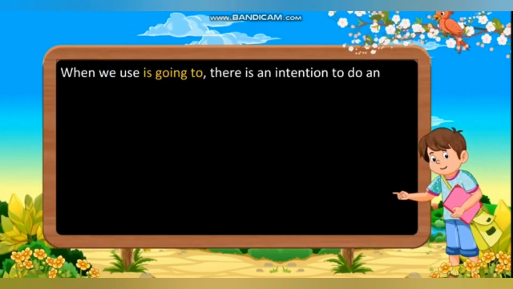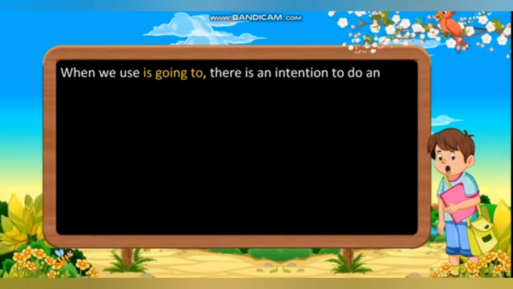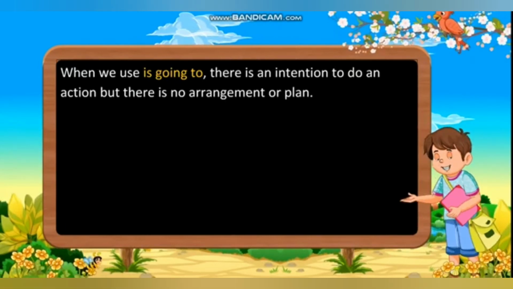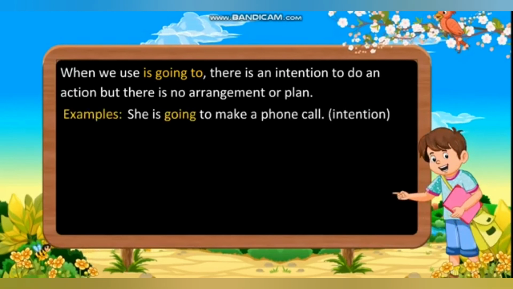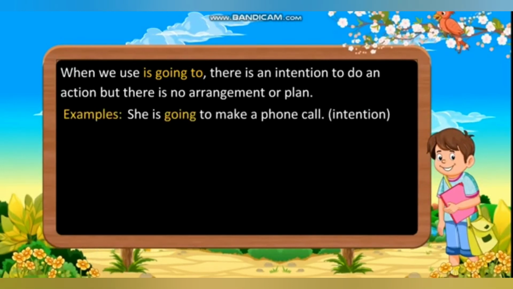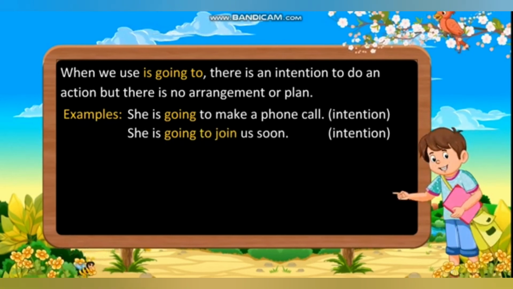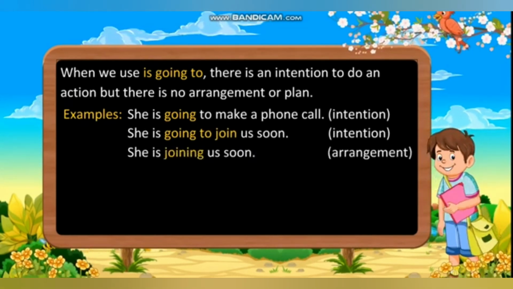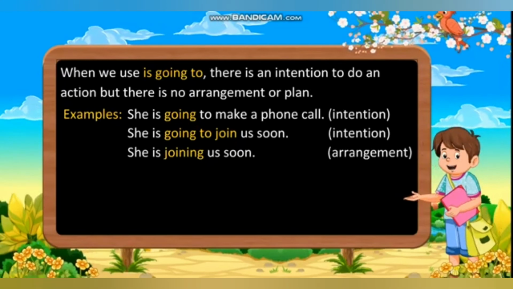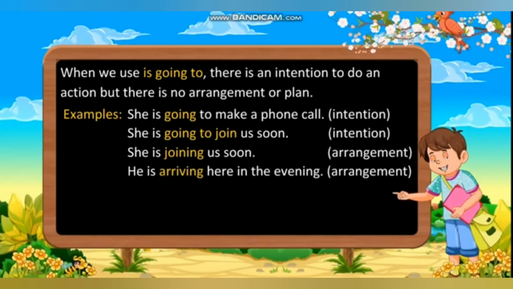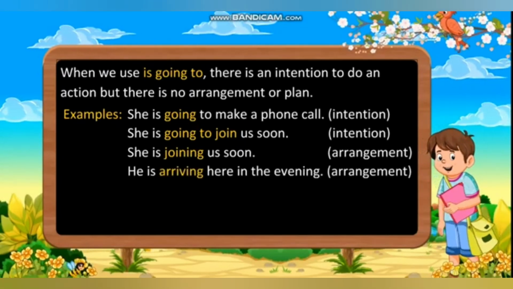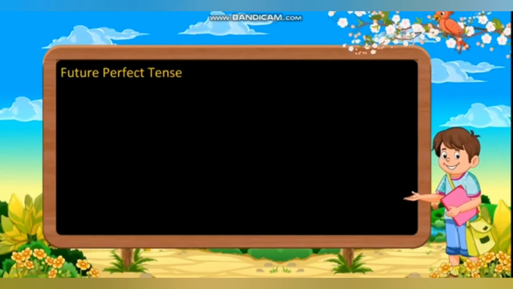When we use is going to, there is an intention to do an action but there is no arrangement or plan. Example, she is going to make a phone call. Intention. She is going to join us soon. Intention. She is joining us soon. Arrangement. He is arriving here in the evening. It is also arrangement.